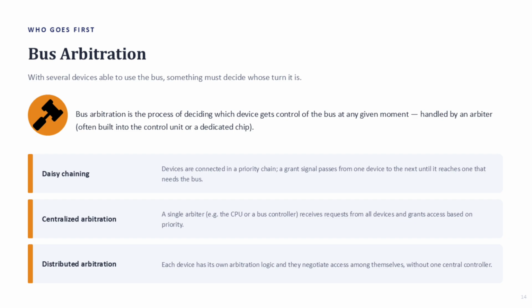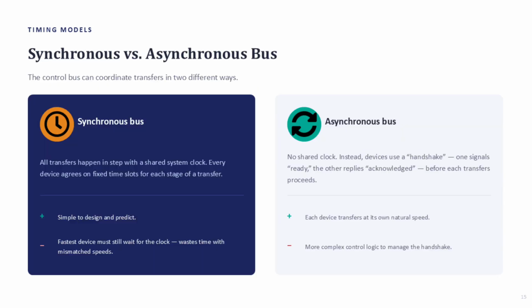Now that we know how devices take turns using the bus, let's look at another important question. Once a device receives permission, how is the timing of communication controlled? That's the focus of our next slide. We have already learned that the control bus carries timing signals, but not every computer coordinates timing in exactly the same way. There are two major timing models shown on this slide: synchronous communication and asynchronous communication.